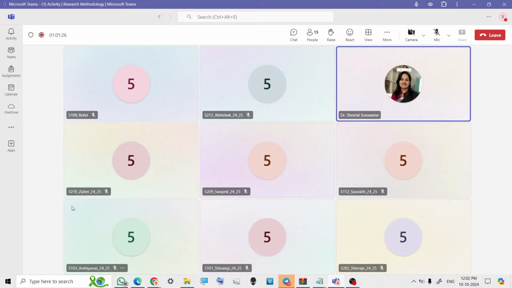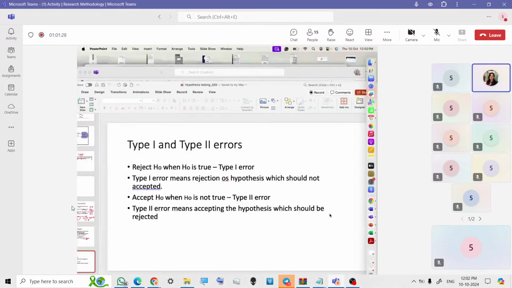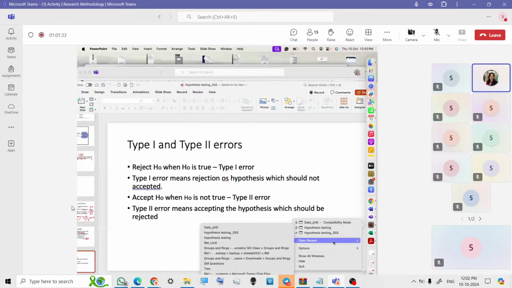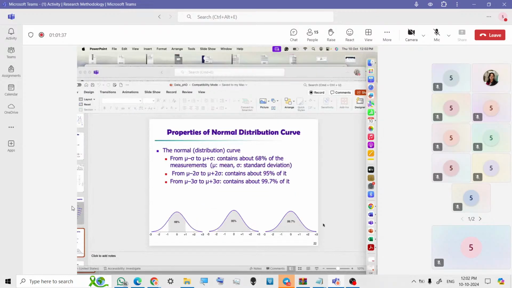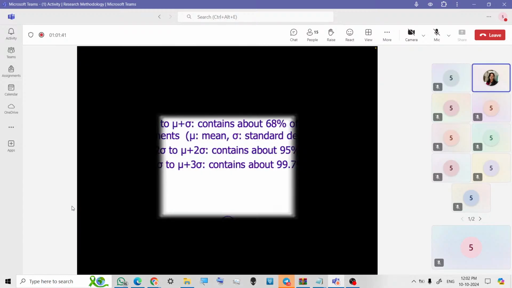Because this is very important to know. I think I have a slide on data. I think, yeah. Is my screen visible, online students?